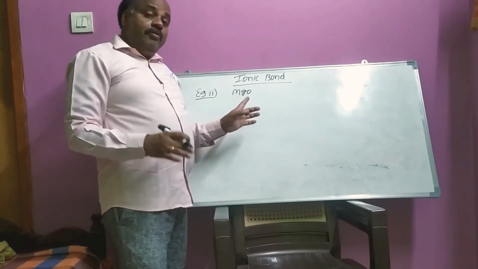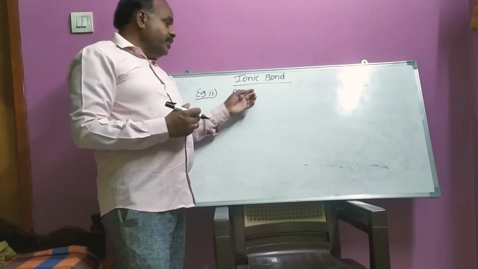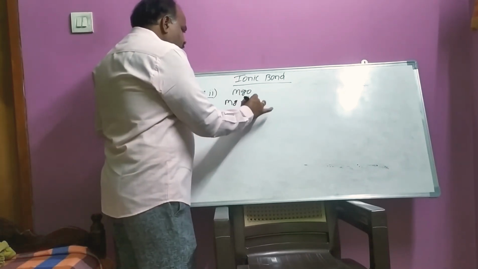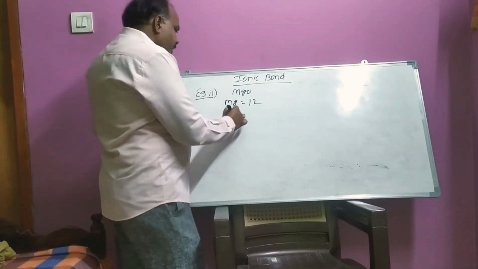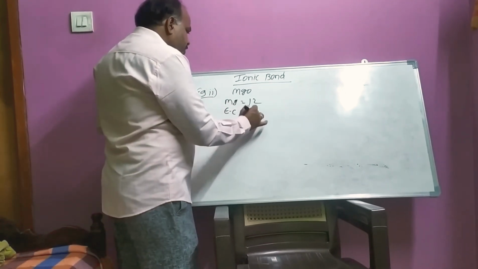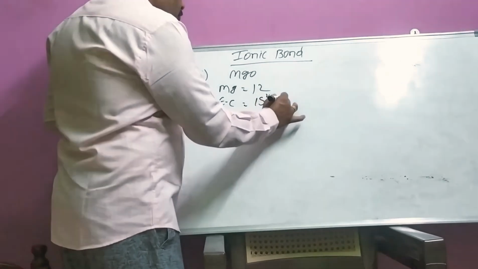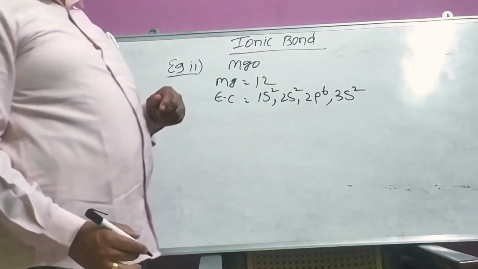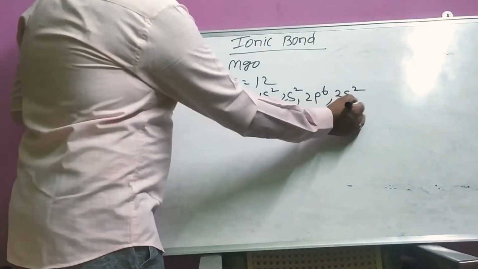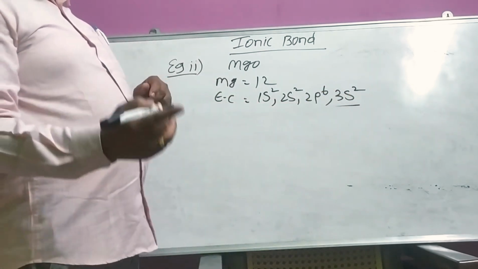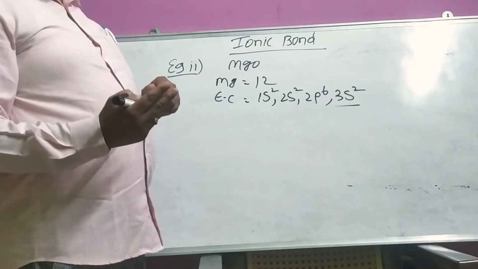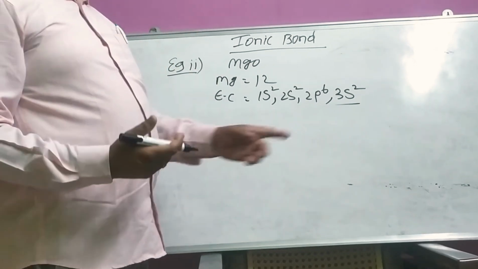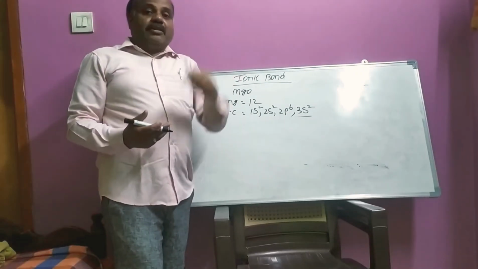Look here, how bond is formed between magnesium and oxygen. Let us see. Atomic number of magnesium we know 12. Electronic configuration of magnesium is 1s2, 2s2, 2p6, 3s2. Dear students, this is outermost orbit. In outermost orbit there are only 2 electrons. So automatically to get stability it requires 6 more electrons.